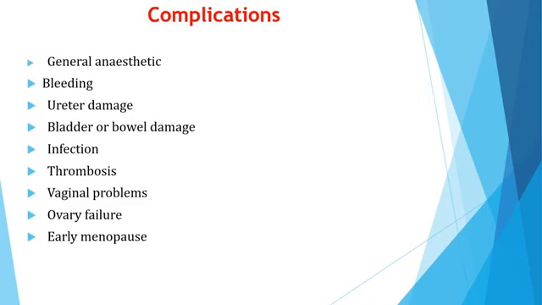Complications in general, including specific complications of general anesthetic: bleeding, ureter damage, bladder or bowel damage, infection, thrombosis, vaginal problems, ovary failure, and early menopause. These are the complications that could be related to the hysterectomy.